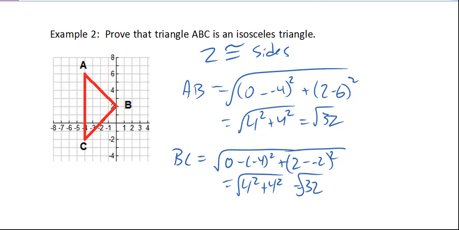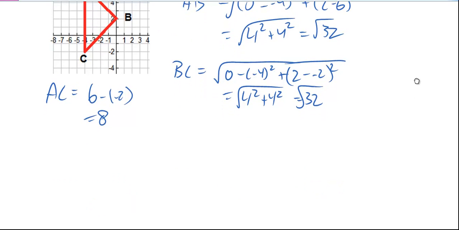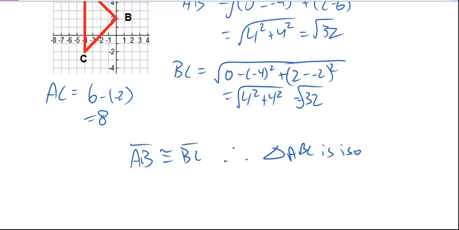So I've got 2. I should still find the length of AC, because if it's the same as well, it would be equilateral. Lucky for me, the change in x is 0, so I just have to find the difference in the y's, which is 8, and 8 clearly is not equal to the square root of 32. So now I can say AB is congruent to BC. Therefore, triangle ABC is, in fact, isosceles.